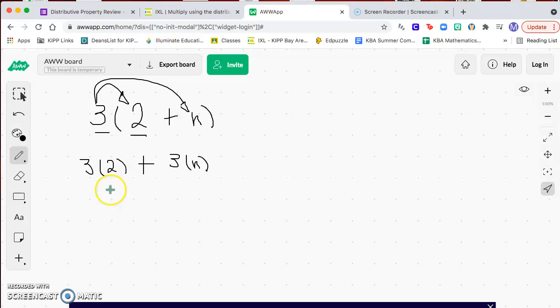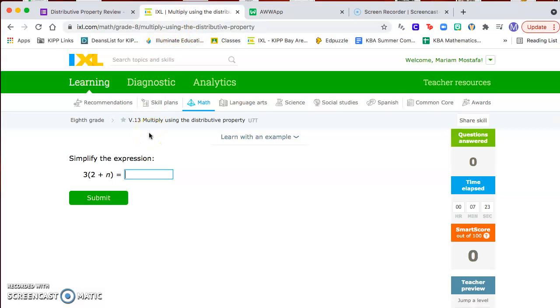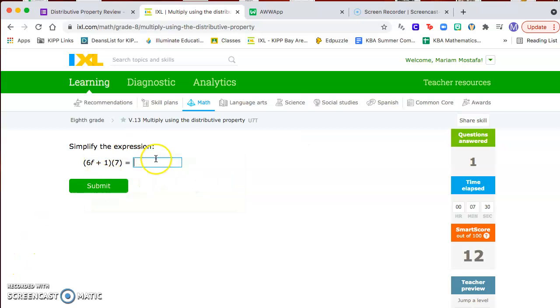So literally all the distributive property is you're multiplying the number on the outside with each number inside of the parentheses. So my answer would be 6 plus 3n. So what you would put is 6 plus 3n. Now these ones are pretty simple.